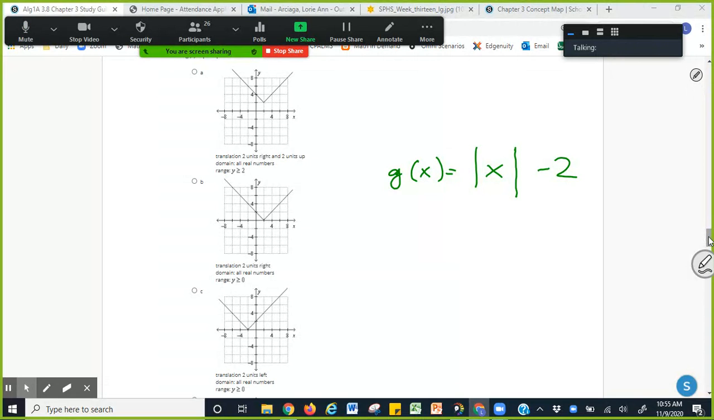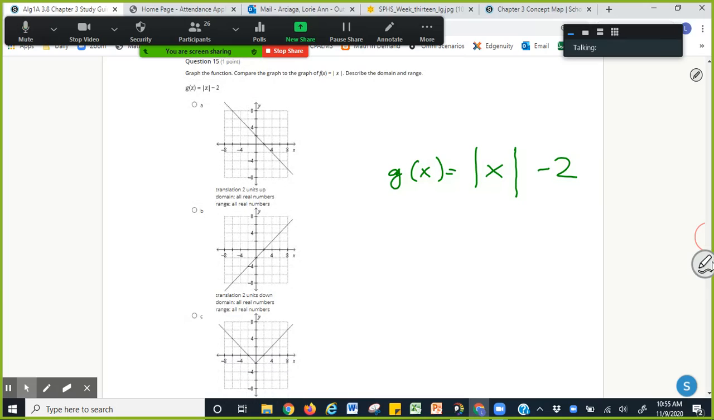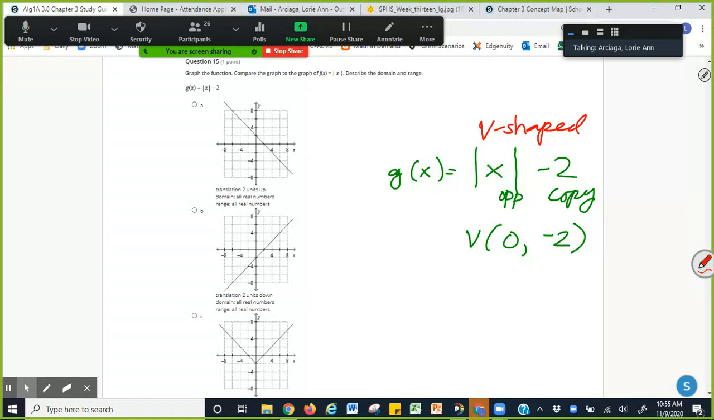All right, so going back to 15. The vertex here has no number inside, so there's nothing we're going to get the opposite of, right? So the vertex must be (0, -2), and we copy this exactly. And remember, the graph is always a V-shaped graph. So you see how they're tricking you? Definitely, if you see a line graph, that's wrong.